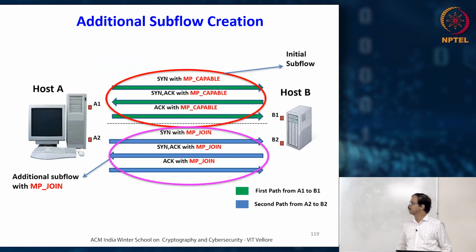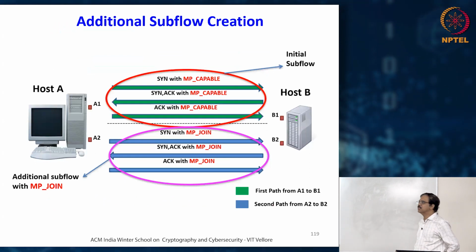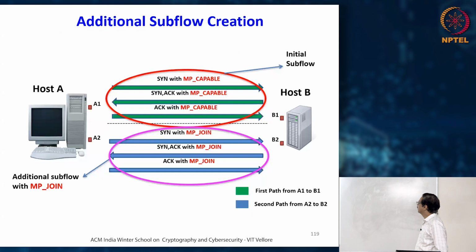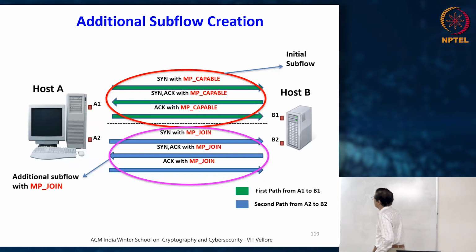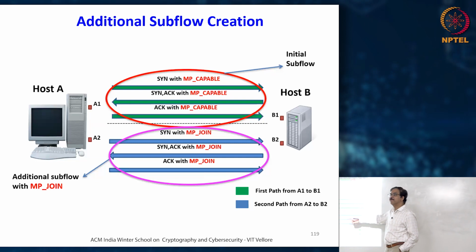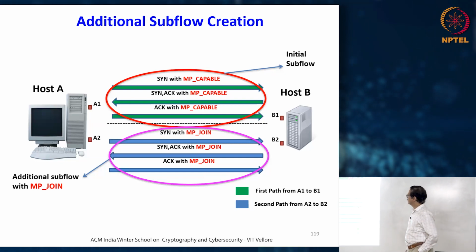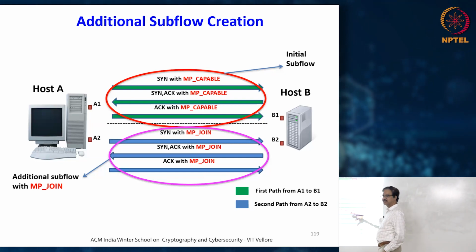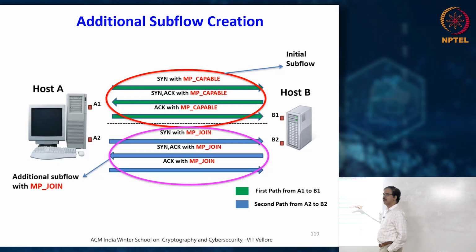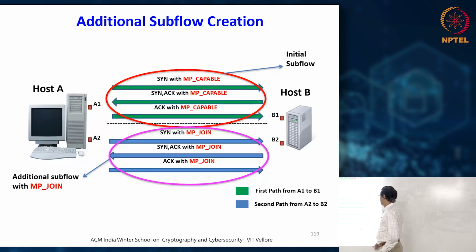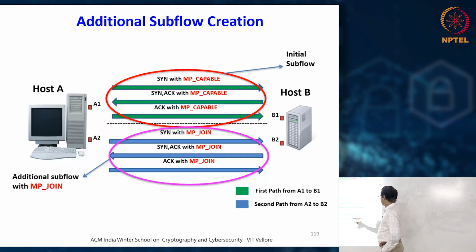So here is how an additional subflow is created. The first one is your initial flow, then you send an MP join. This is the point you should note. It means your second flow is created in such a manner that you are making it join and become part of the first flow.